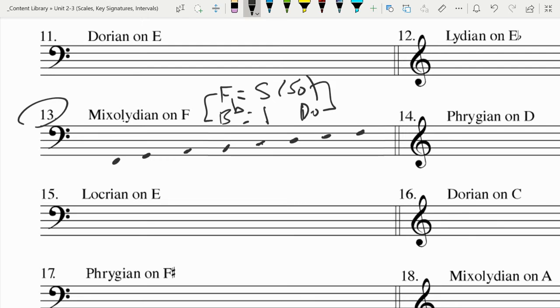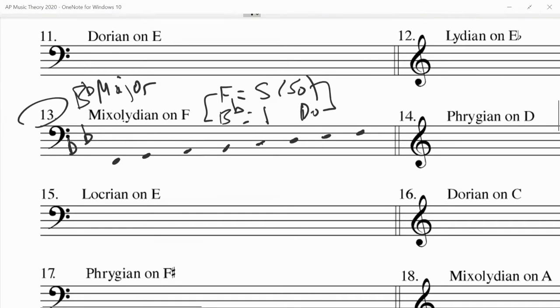So then you would think B flat major, because B flat major and F Mixolydian would be relative keys because of the formula we did. And therefore you just write the B flat major key signature, but you've already built your scale, and then that's it.